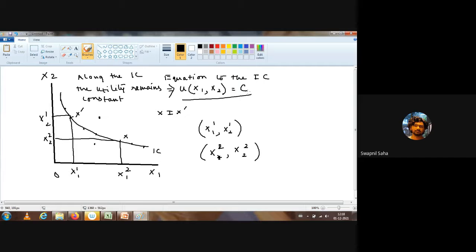Is there any difference between utility and satisfaction? Would you please repeat your question once again? Is there any difference between utility and satisfaction? No. Actually, in the context of microeconomics, we consider satisfaction as utility. Okay, ma'am.